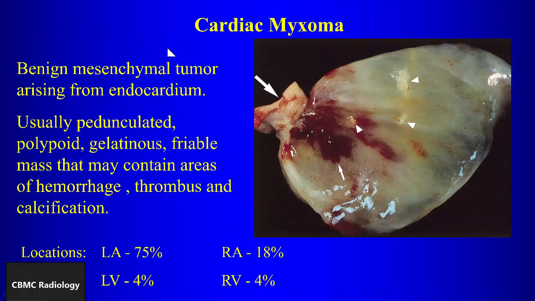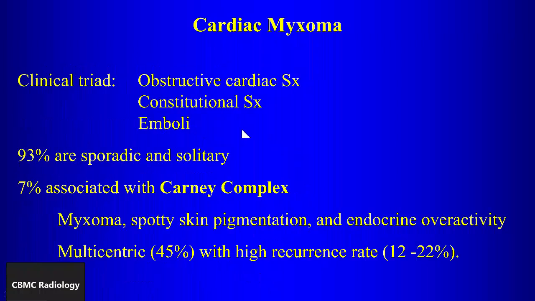So these are mesenchymal tumors, often pedunculated, and these are very friable. Pieces of it break off very easily. That's why these patients can present with symptoms of systemic emboli as pieces of this tumor break off. The most common location is the left atrium. Second most common location is the right atrium. So they can cause obstructive symptoms if they're large enough from obstruction of the mitral valve. So they can mimic mitral stenosis.